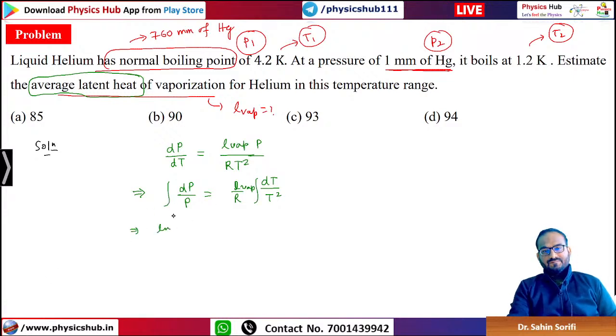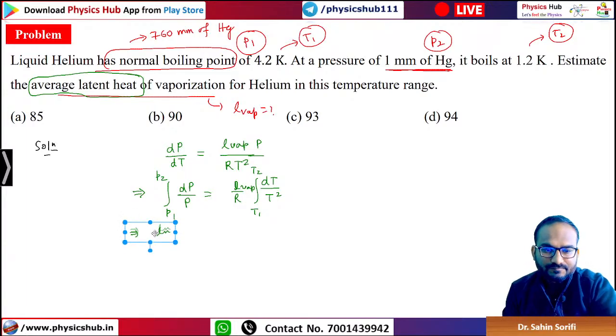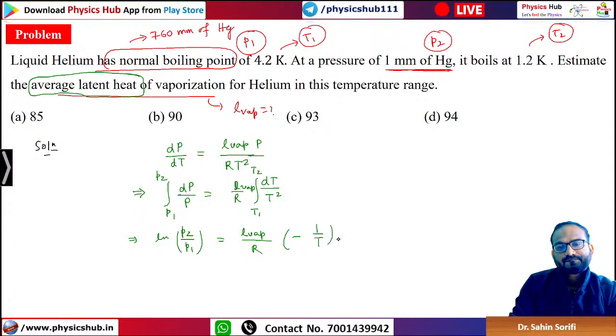So this is Ln. Now let's say the pressure is going from P1 to P2 and temperature is, let's say, T1 to T2. So this will give you Ln P2 by P1 equals L vaporization by R times minus 1 by T, from T1 to T2. So from this you can get the value of L vaporization.